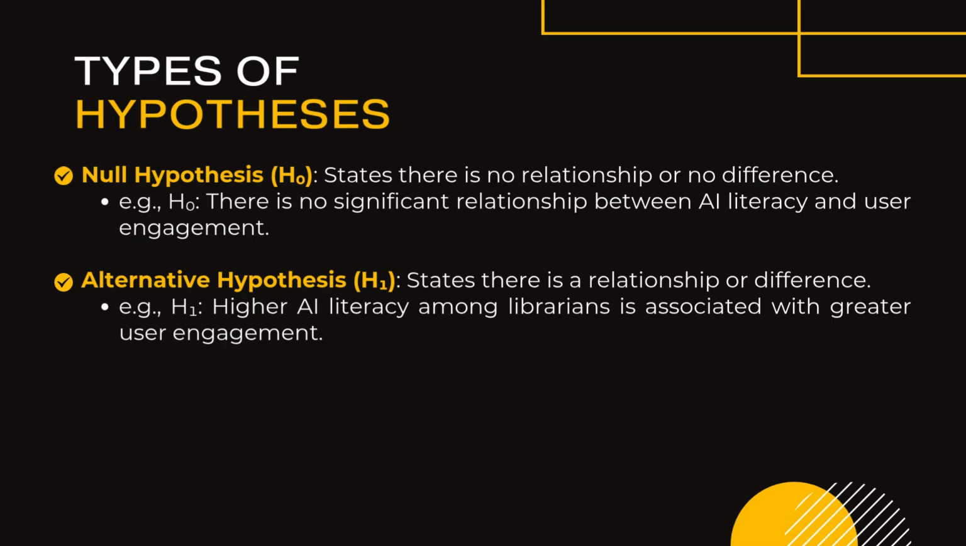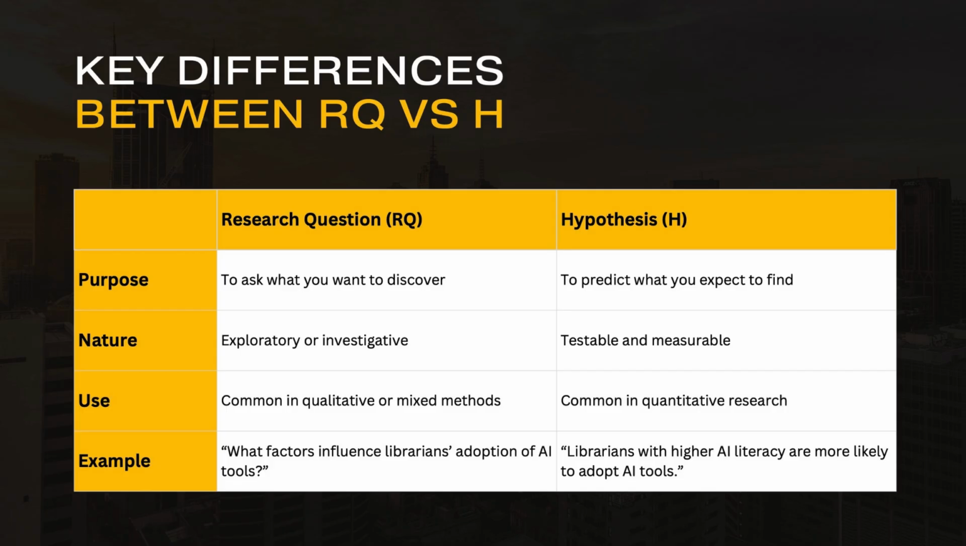Before we move on, take a moment to think. Can your own study express its main idea in both forms, one that assumes no relationship, and one that predicts there is one? If so, you already have the basis for sound hypothesis testing. Now that we've covered both research questions and hypotheses, let's look at how they differ, and how they complement each other. A research question is used to ask what you want to discover. It is exploratory and investigative in nature. For example, what factors influence librarians' adoption of AI tools?